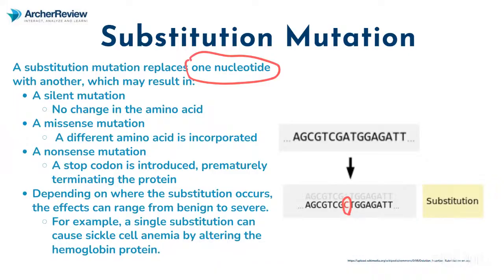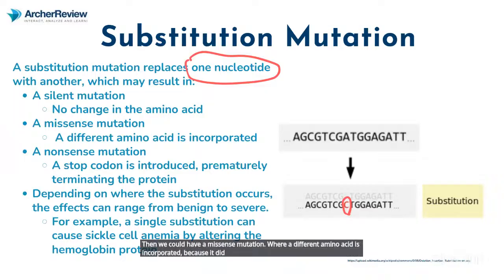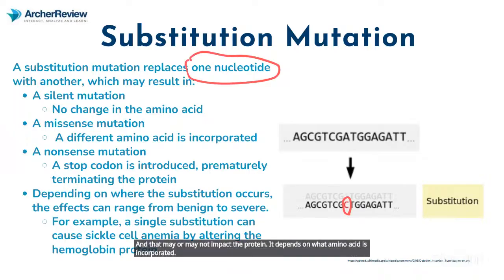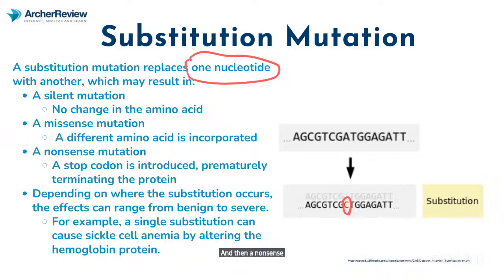Then we could have a missense mutation, where a different amino acid is incorporated because the codon did code for a different amino acid. And that may or may not impact the protein. It depends on what amino acid is incorporated. And then a nonsense mutation. This is where a stop codon is introduced and it stops the production of the protein.